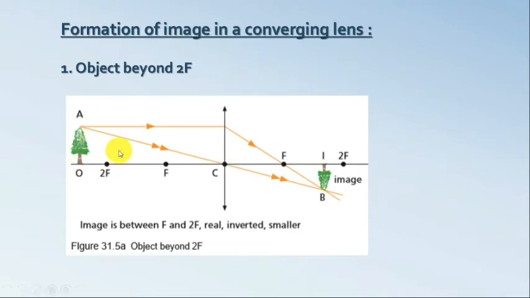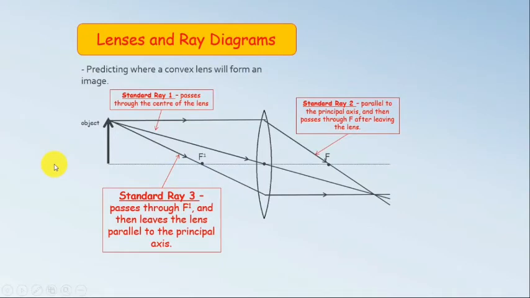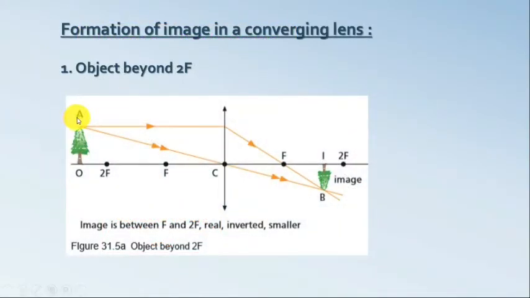Let's see, look. Girls, I gave you 3 rays. You have to memorize these 3. But in the exam, you have to use 2 of them, any 2 of them. Most of the time, you use these 2: the one that is parallel, then enters the principal focus, and the one that is moving in a straight line.